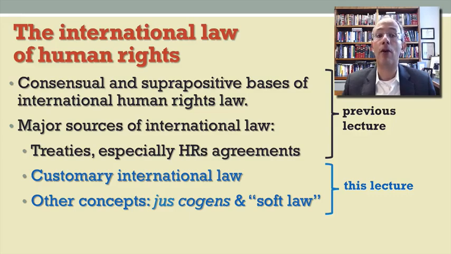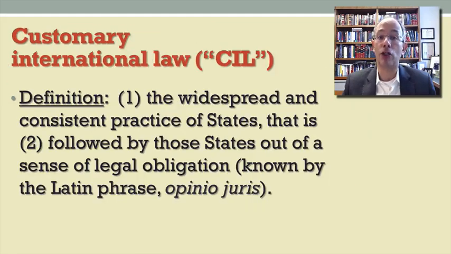Today, we'll talk about other sources of international law, in particular customary international law, and also other concepts such as jus cogens and soft law or non-binding norms. And we'll talk about, for each of these categories, the advantages and disadvantages of protecting human rights through one of these sources or legal rules. Now we'll start with customary international law.